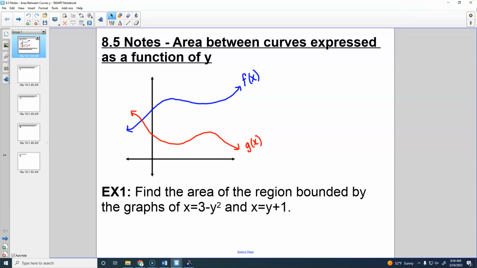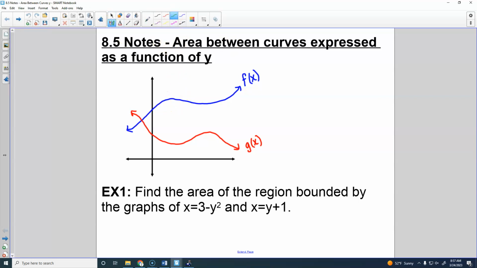All right, so just to recap really quickly about what we have done so far. If we wanted to find the area between curves on a segment like A to B, we would do the integral from A to B of f of x minus g of x dx, where this is my top function and this is my bottom function. Okay?